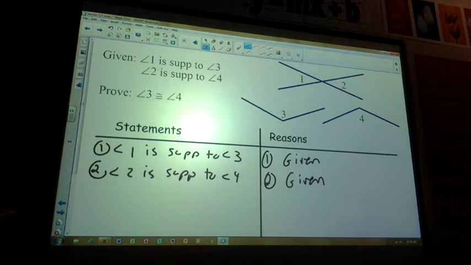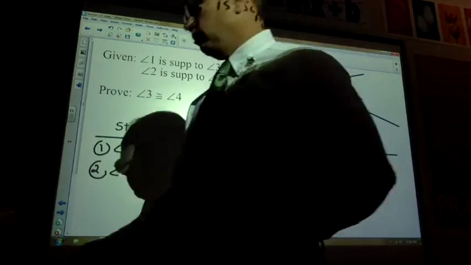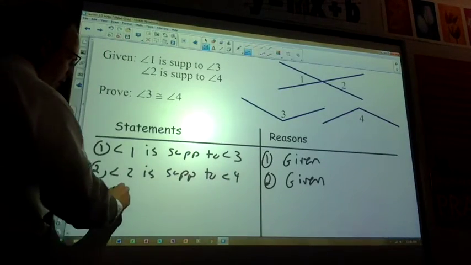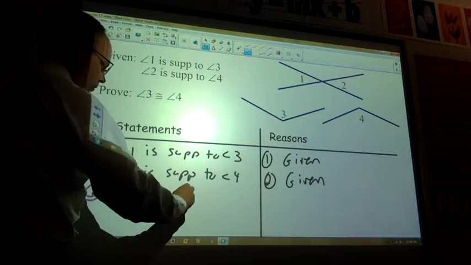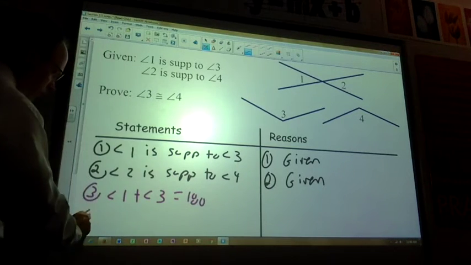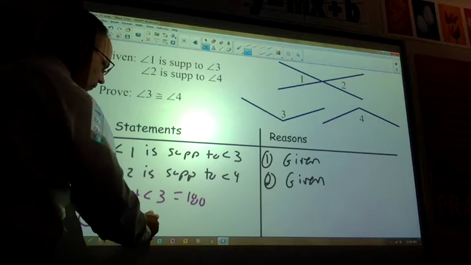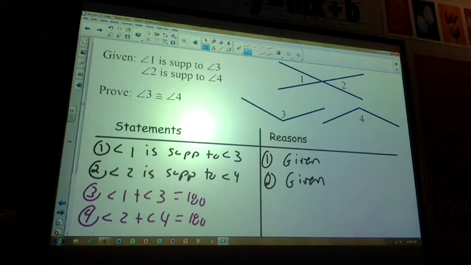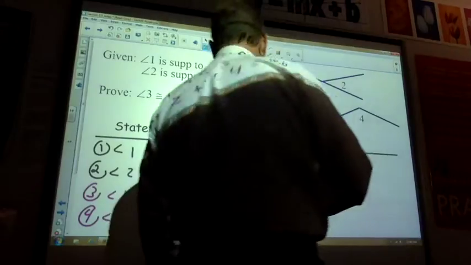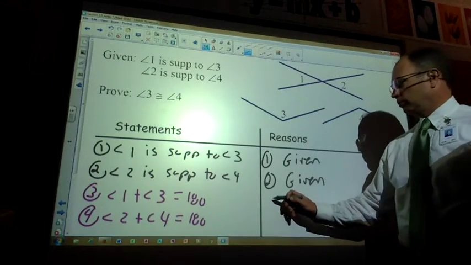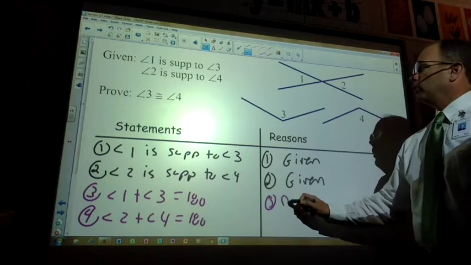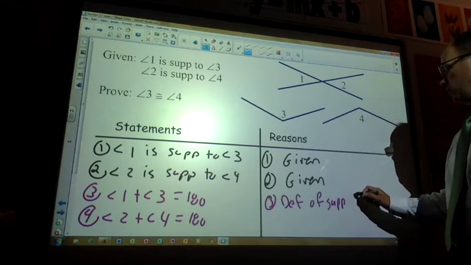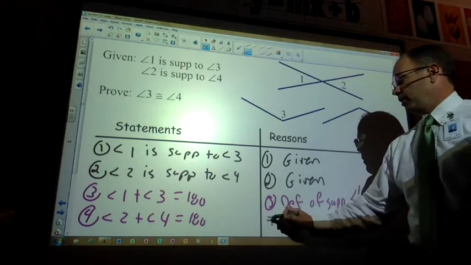Okay. 1 plus 3 equals? I like it. There it is. So we can go ahead and say that angle 1 plus angle 3 equals 180. And we can say that angle 2 plus angle 4 equals 180. Why can we say that? Definition of supplementary angles? Yes? Either way, it'll be fine.